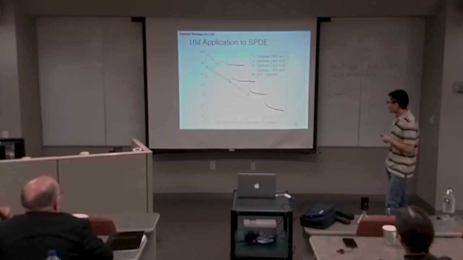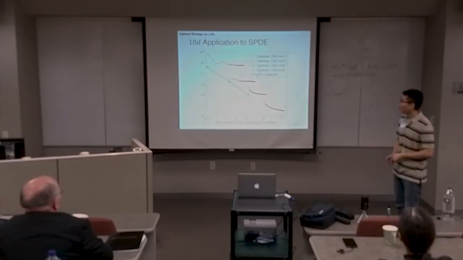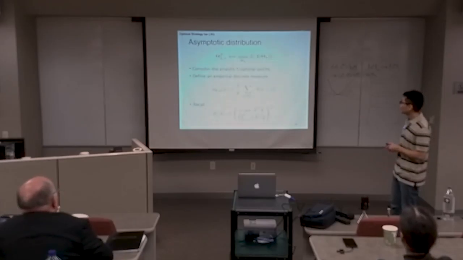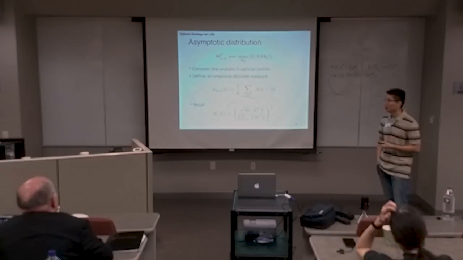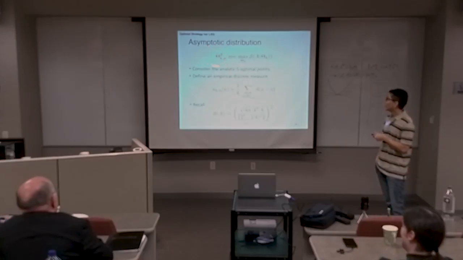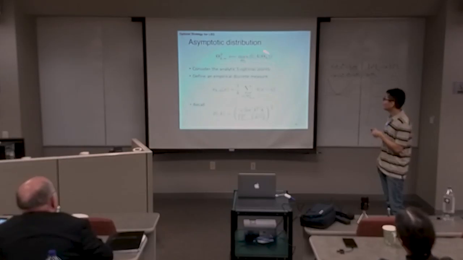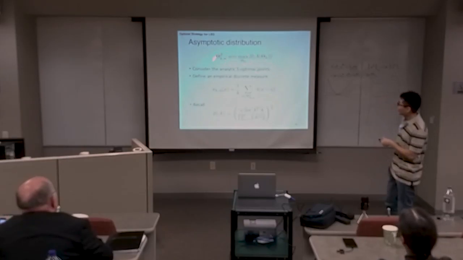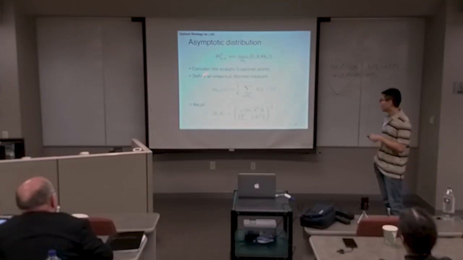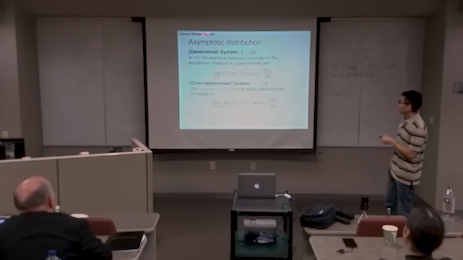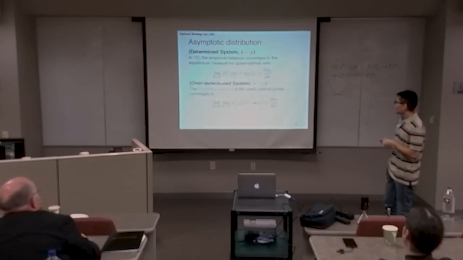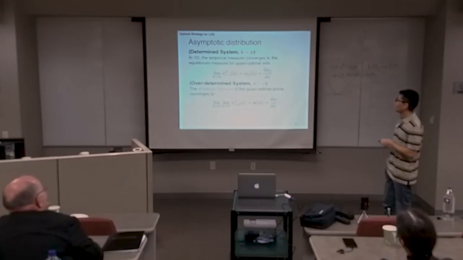And up to here is the numerical performance, and actually this S value induces some asymptotic convergence property. So let's say this set is a set of k points which maximizes the S value. Then we can define its corresponding empirical distribution. Then this empirical distribution converges to something. In the determined system, this empirical distribution converges to the equilibrium measure of the domain.